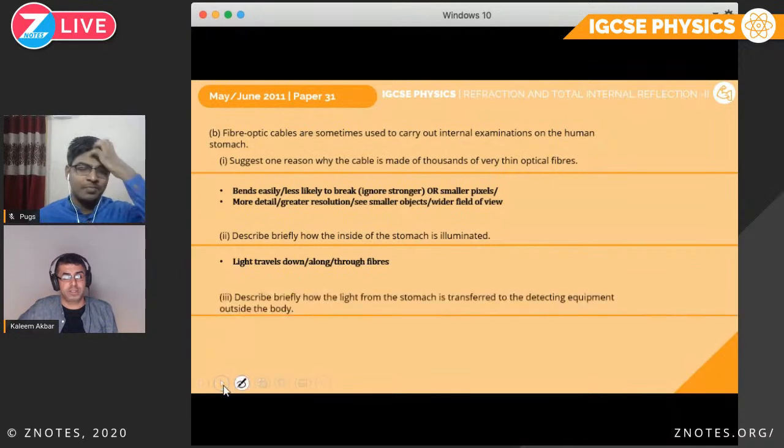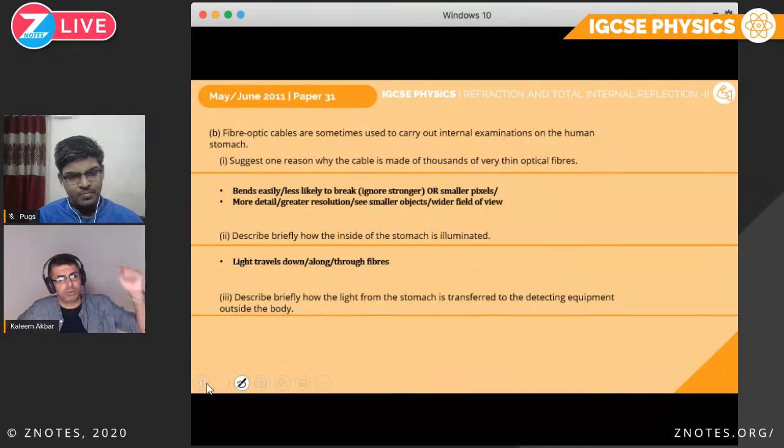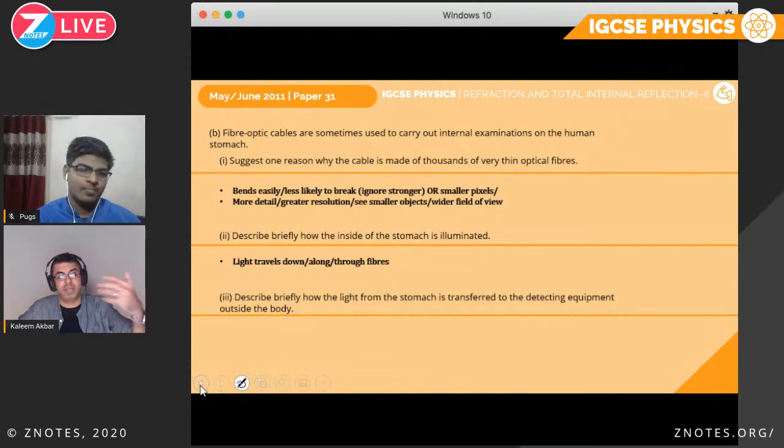And then they say to you, well, how do you see the light transferred from the detecting equipment to the outside of the body? Well, reflected light's going to come back up. So if you're firing light down, just like with the torch shone in the room, now your eyes can see whatever's being reflected. So the reflected light is now going into your eye. You are now able to see things inside the body.